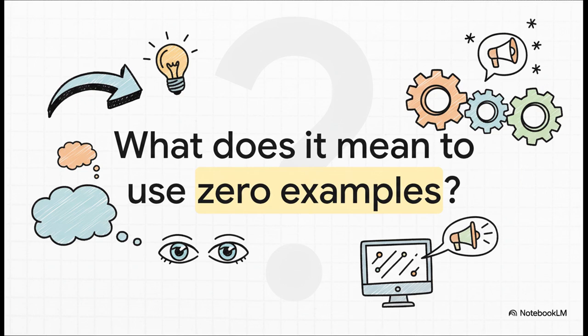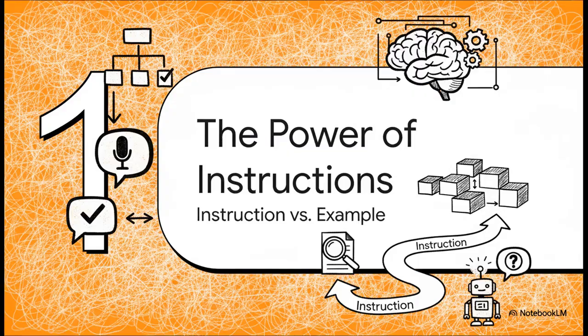Sounds simple enough, but what's really happening under the hood? How can a huge language model just understand our requests with zero examples? That's the big question, and we're going to tackle it right now. All right, let's get into the core concept here, the power of instructions. This is actually a fundamental shift from the way we usually think about teaching an AI. We're moving away from learning by example and diving headfirst into learning by instruction.